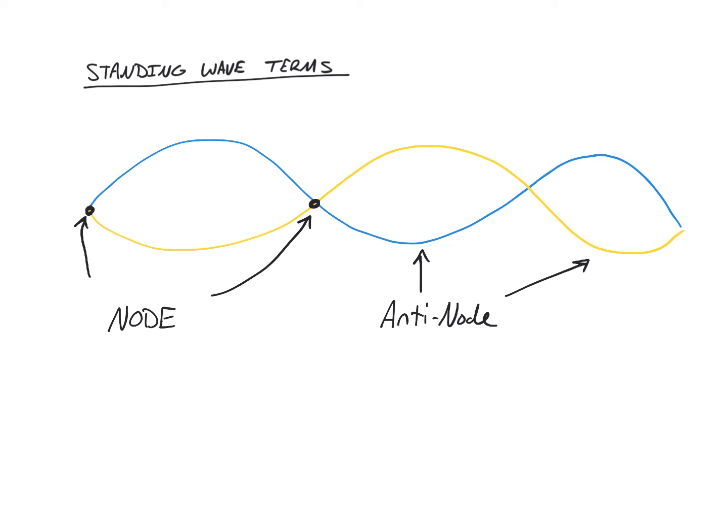Antinodes are the parts of the wave that are the farthest from rest. So these here and these here. Nodes are produced when there's destructive interference from the two waves coming together. Antinodes are produced when there's constructive interference. And you can see those places are the highest amplitudes.